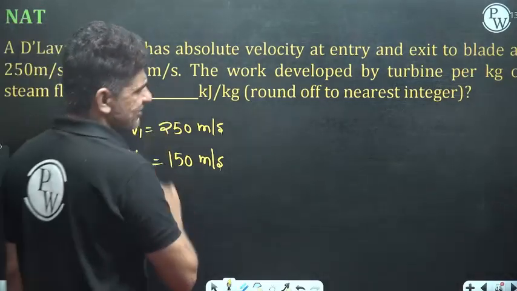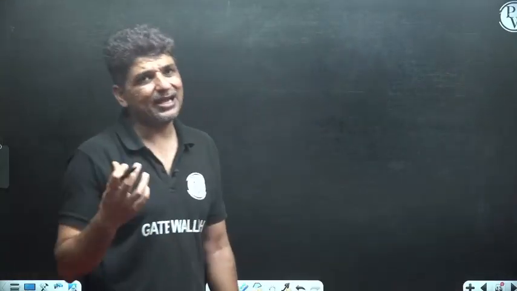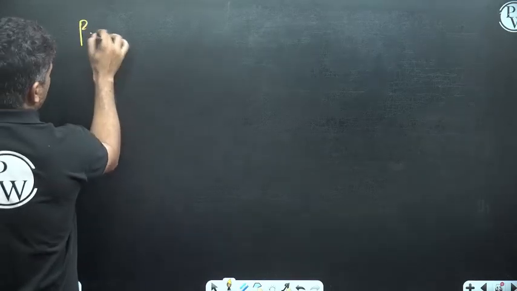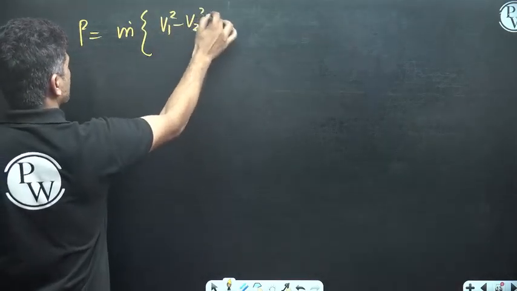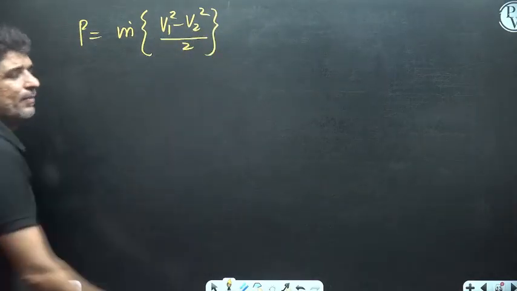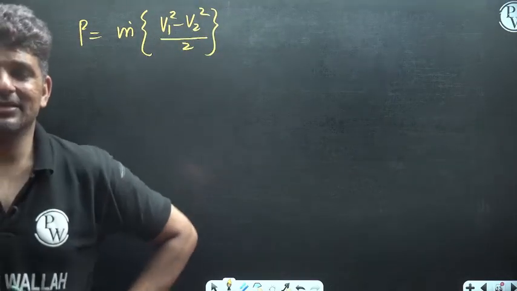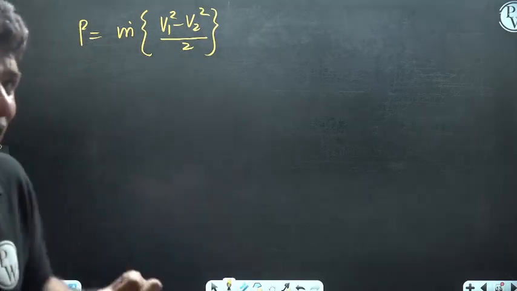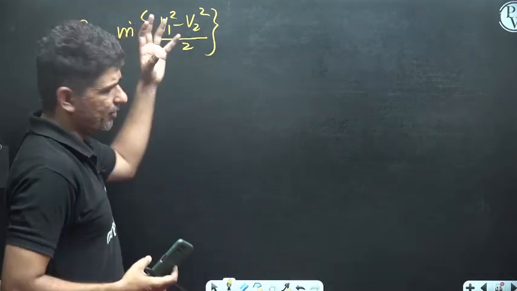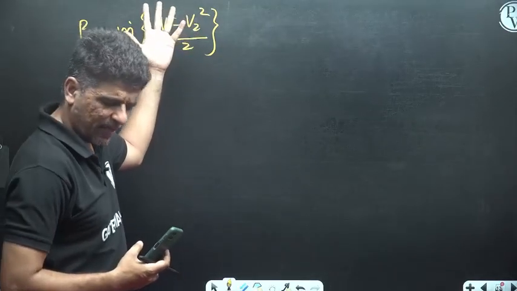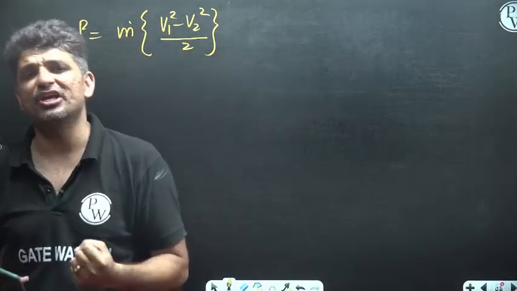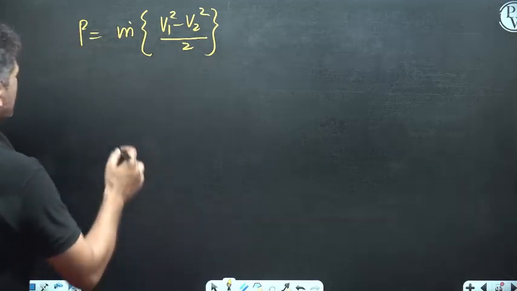So you see that this is a de Laval turbine. A de Laval turbine is an impulse turbine. If it is an impulse turbine, the work done or the power developed will be simply equal to V1 square minus V2 square divided by 2. Is it clear? So in an impulse turbine, the power that is extracted is purely the change in kinetic energy. Okay, so you can calculate.